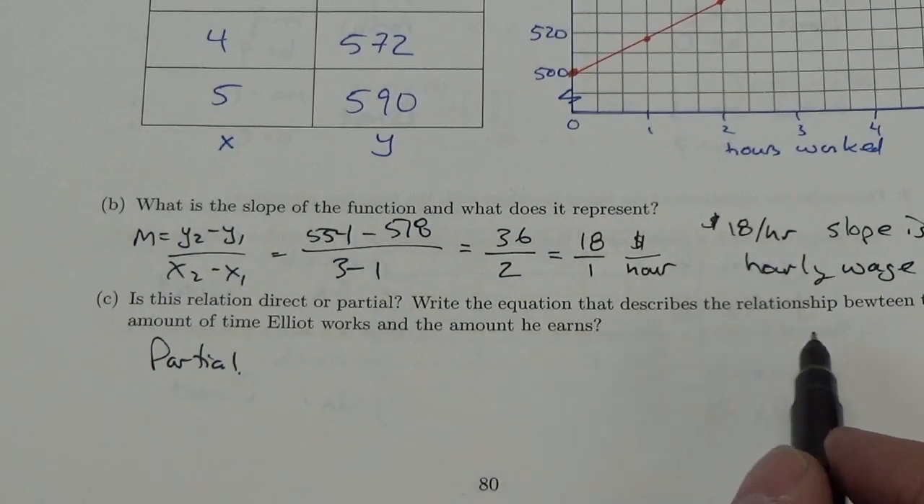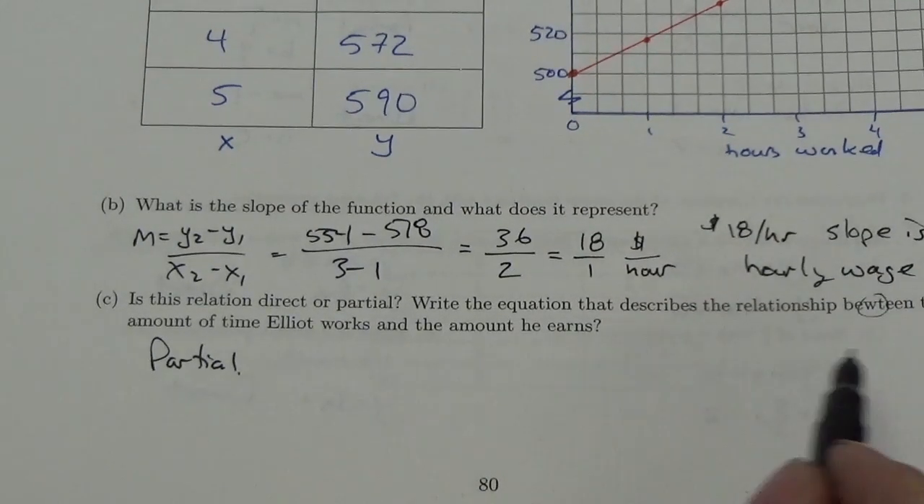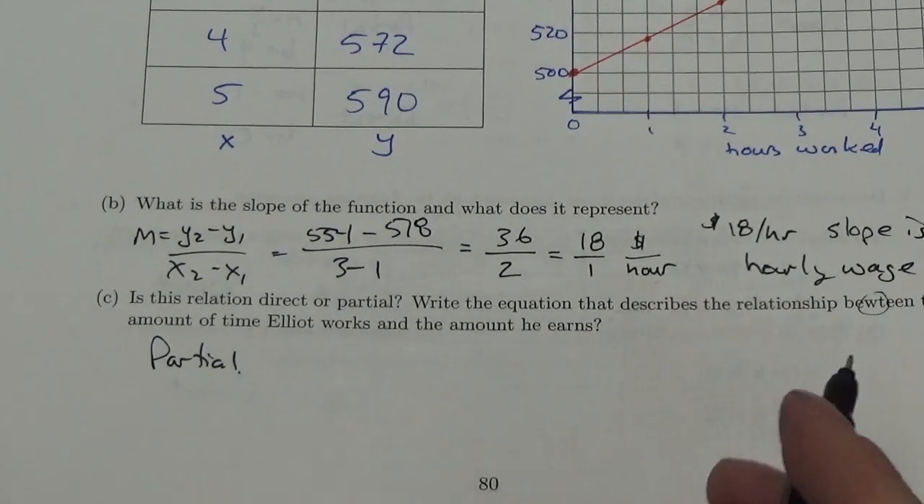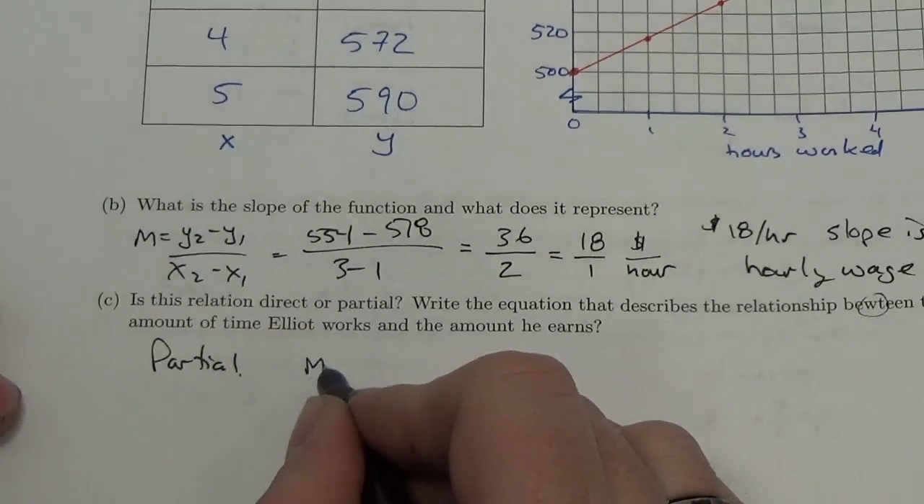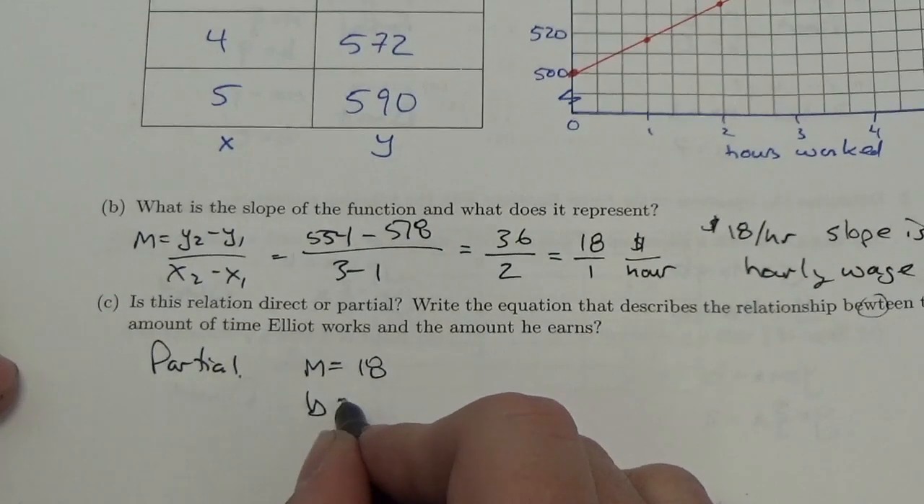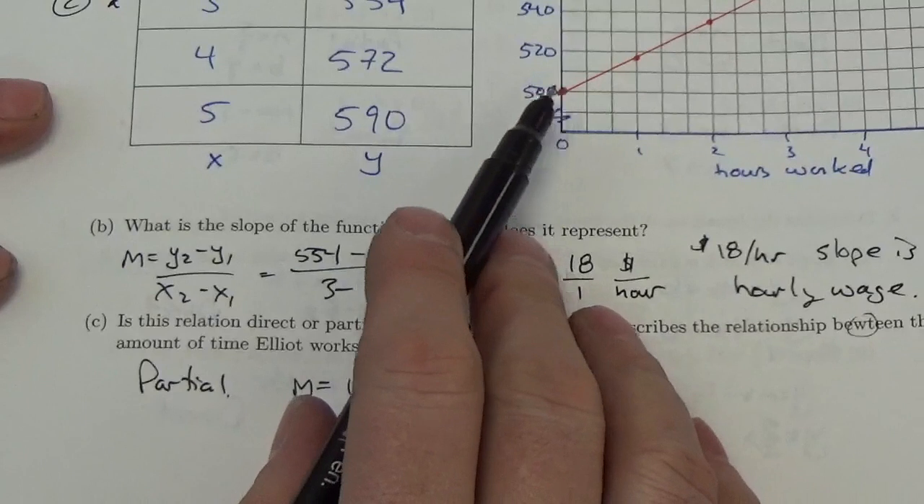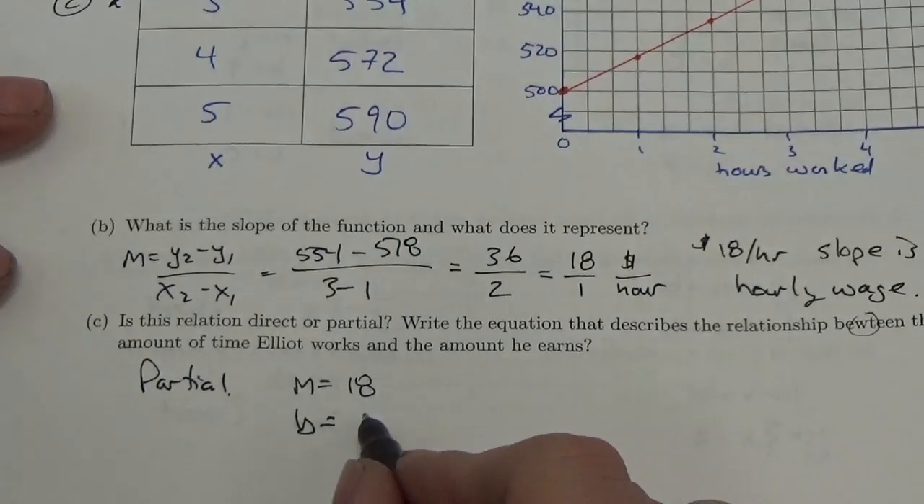Write the equation that describes this relationship between the amount of time Elliot works and the amount of money he earns. Well, I know that the slope is 18. I just figured that out here. Well, what's the y-intercept? Where does it cross the y-axis? And actually, you can see it right here. It crosses the y-axis at 500.